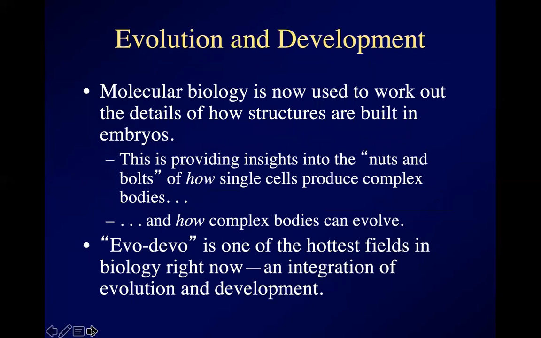We can start getting answers to that because we can use molecular biology techniques to work out how structures are built in embryos. How is it that a fertilized egg knows how to divide and differentiate and organize itself in space? How does a fertilized egg, as it's dividing, figure out which end is going to be the head and which is going to be the tail, which daughter cells are going to become muscle and which are going to become nerve?